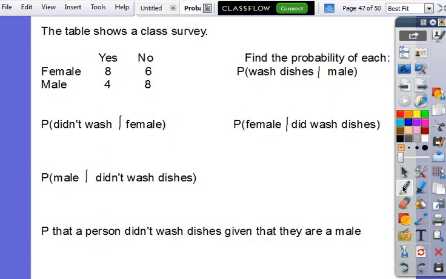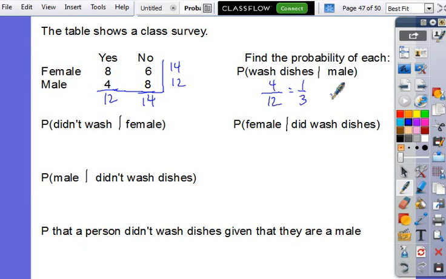Alright, again, first thing I'm going to do is fill in the chart. There's 12 there, 14 there, 14 there, and 12 there. You can put the 26 for the total down here, but really we don't need it. Alright, probability to wash dishes given that they are male. So I'm starting with male, which is 12. Of those, how many did wash dishes? Yes, for male is 4.